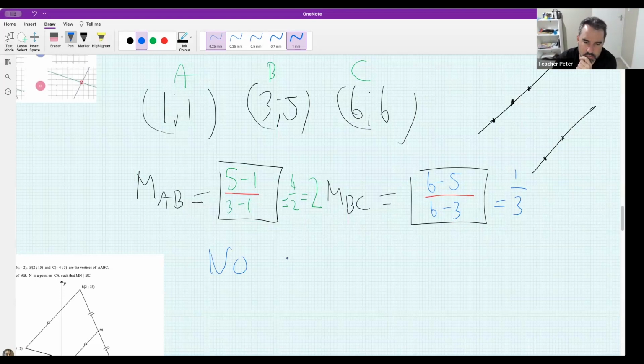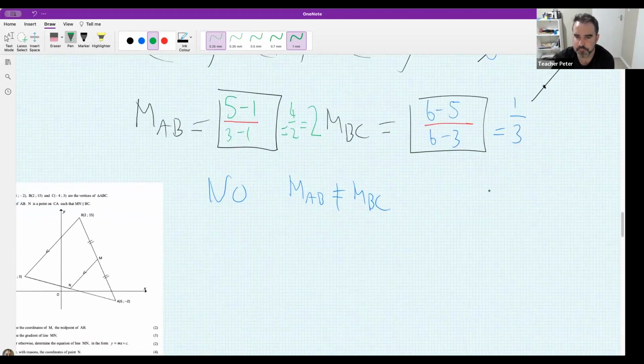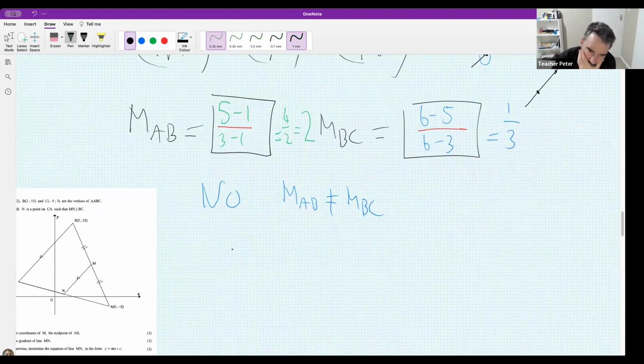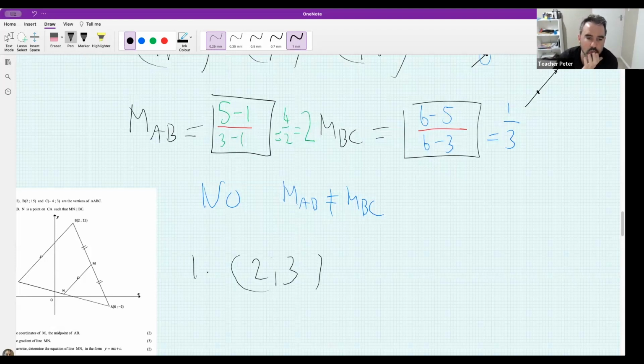Okay, so no, they're not. And the reason is AB's gradient is not equal to BC's gradient. If something is on the same straight line, the gradient between this one and this one will be the same as the gradient between the red and the green one. But when that doesn't happen, they cannot be on the same straight line. Okay, let's try another one. So we'll call this D.